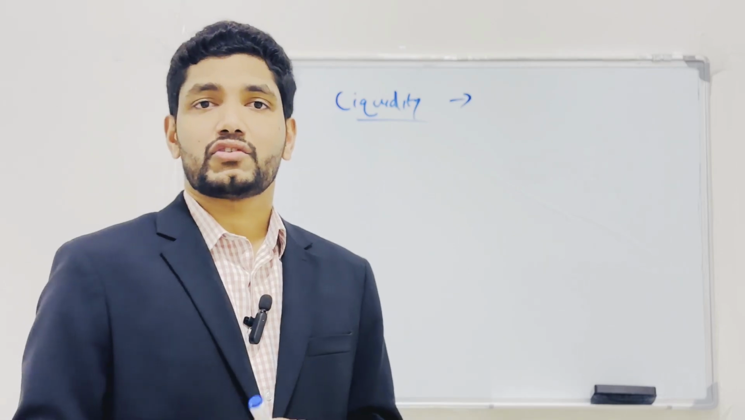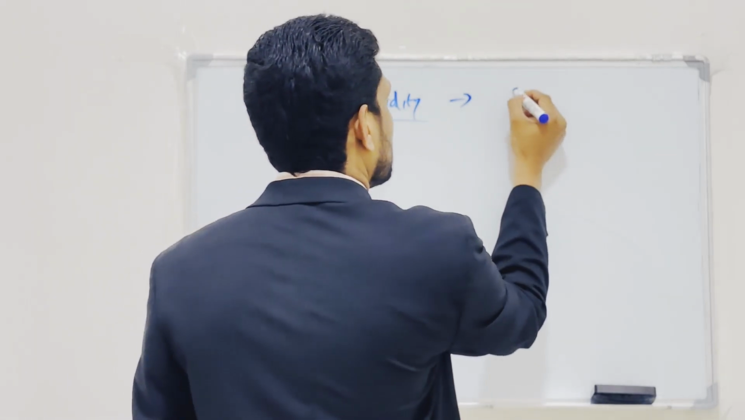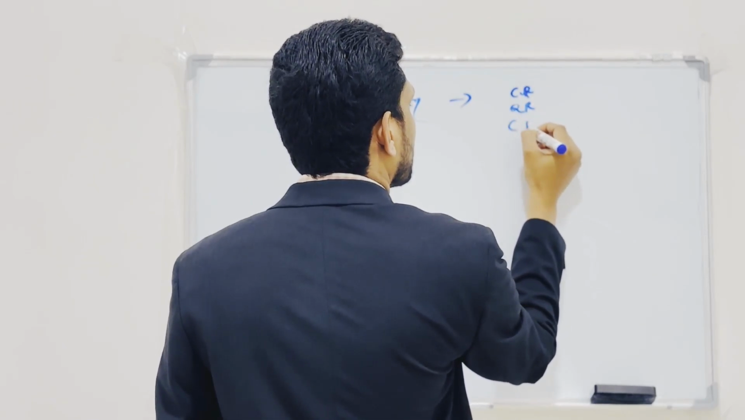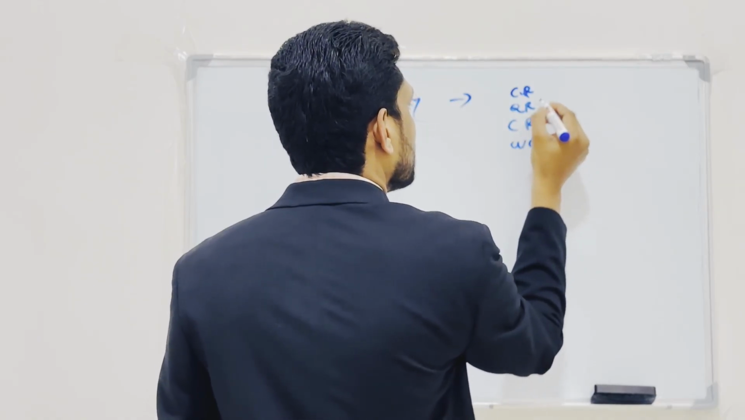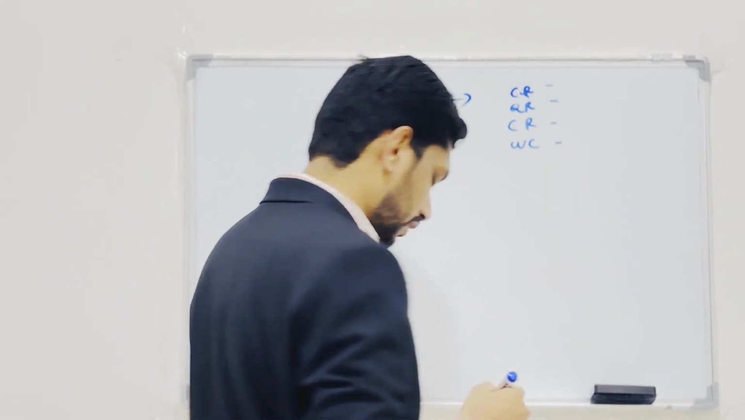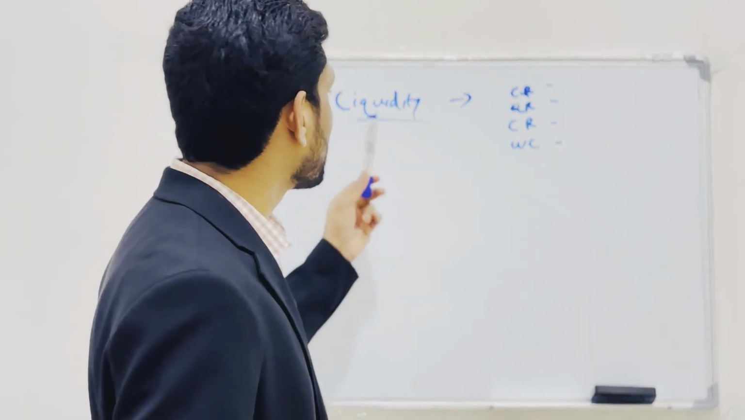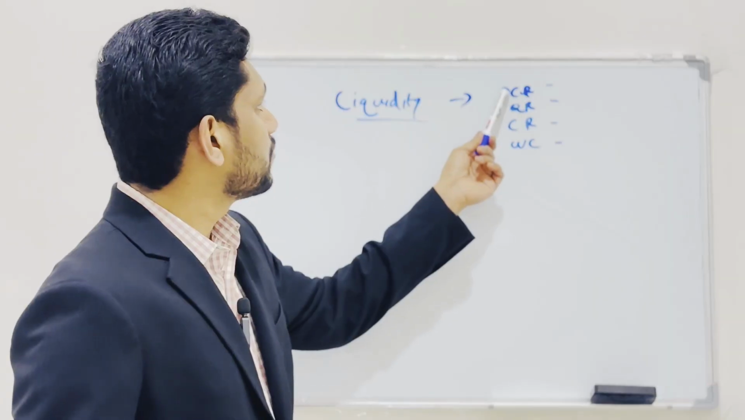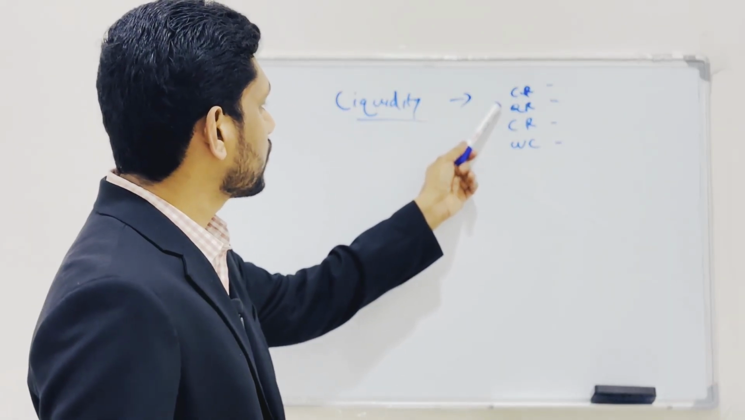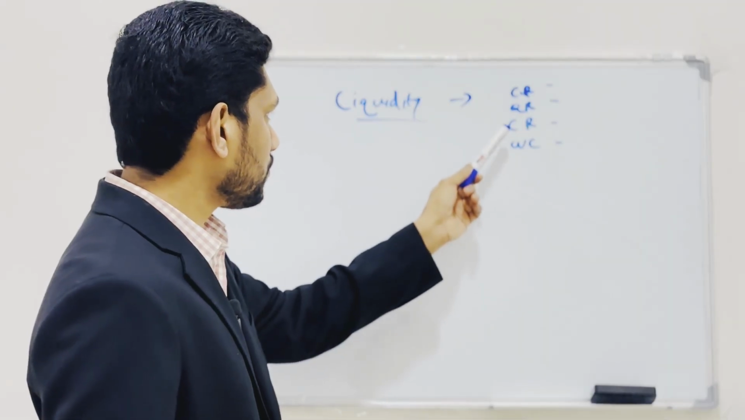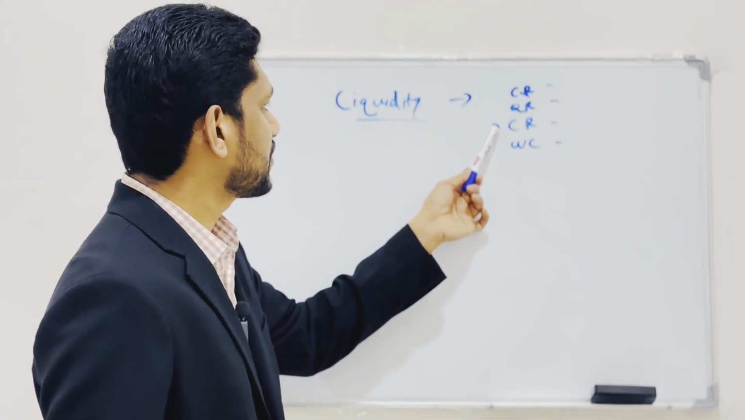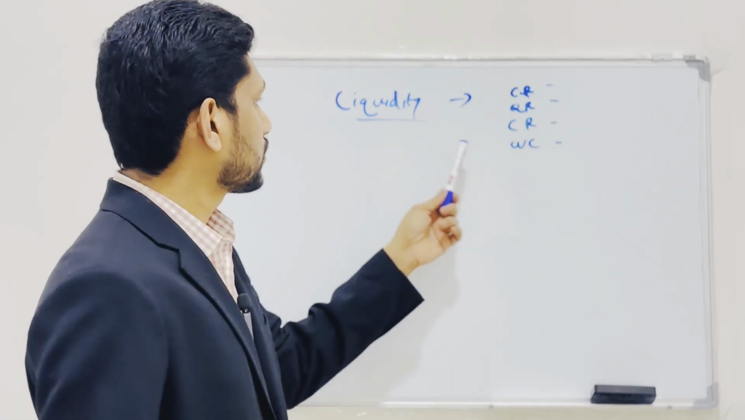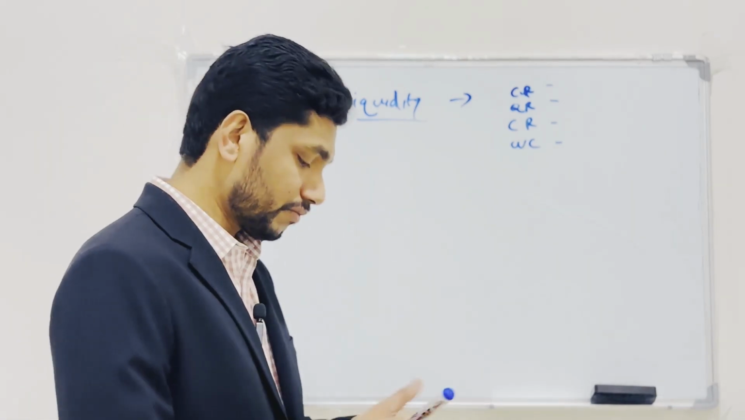So how to measure liquidity? The key liquidity ratios are current ratio, which we already discussed, quick ratio, cash ratio, and working capital. These are the four important metrics to analyze short-term liquidity. In the current ratio, we compare current assets with current liabilities. In the quick ratio, we compare quick assets with current liabilities. In the cash ratio, we compare cash and cash equivalents with current liabilities. In working capital, we measure the total available working capital in the company.